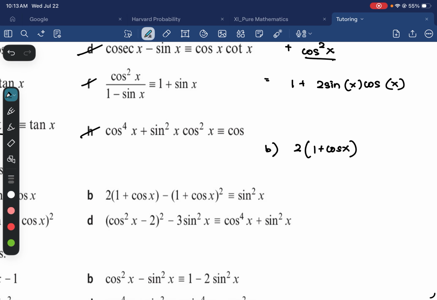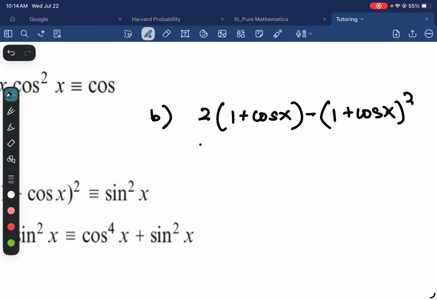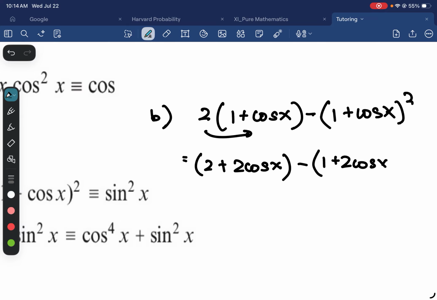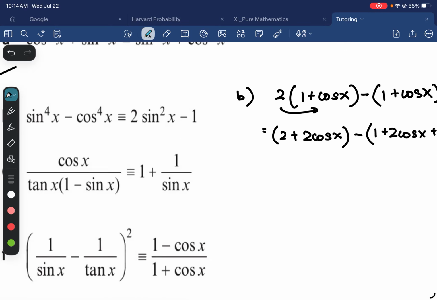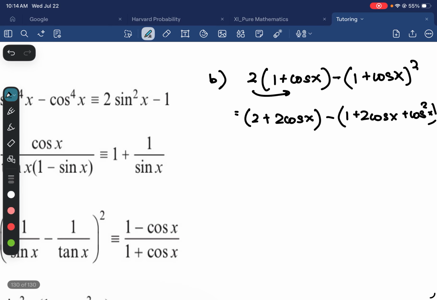Part B, we have 2(1 + cos x) minus (1 + cos x) squared. We only work with the left-hand side. If you multiply the 2 inside, you get 2 plus 2 cos x. If you expand this bracket, you are going to get 1 plus 2 cos x plus cos squared x. And again, if you don't know how to expand this, I encourage you to either do it manually or go back to the videos from the binomial theorem.